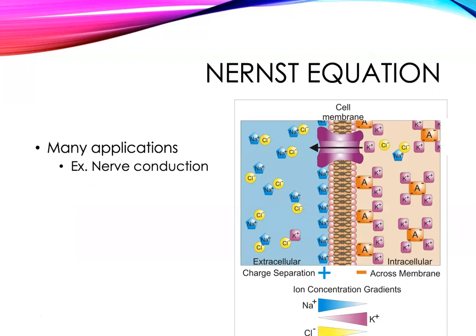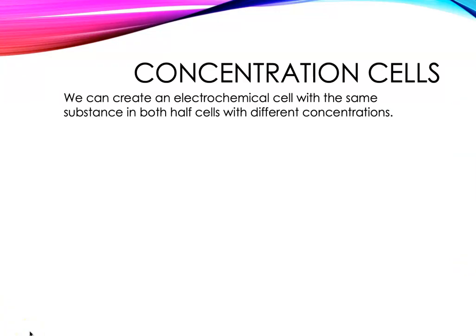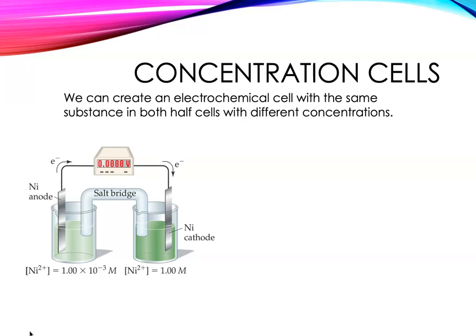The Nernst equation has a number of important applications outside of voltaic cells. Nerve conduction is all about having a potential gradient because the concentrations of ions on opposite sides of a cell membrane are different. Another interesting application of the Nernst equation is a concentration cell. We can build galvanic cells with the same materials in both half cells, but by varying the concentrations of the ions in the two half cells, we can actually generate a voltage. For example, in this diagram, we've got a dilute nickel solution on the left, a more concentrated nickel solution on the right. We both have nickel electrodes.